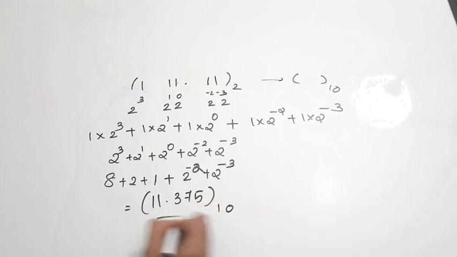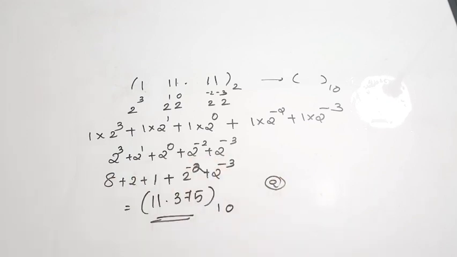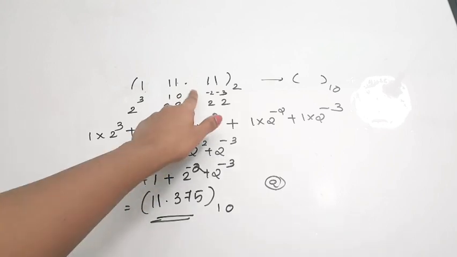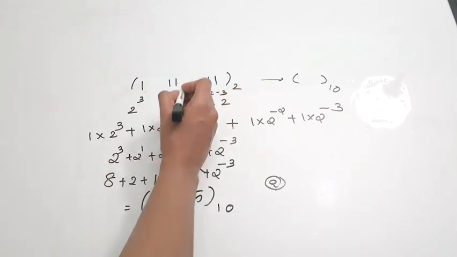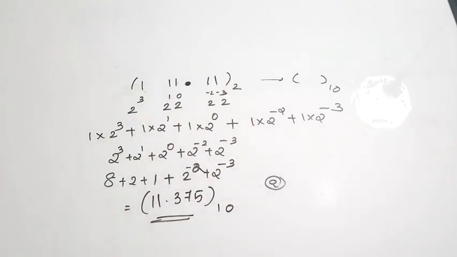11.357 to the base 10 is the correct answer, and the correct answer for this question is option A. So this is how you take the value. If you are going to convert the value from binary to decimal, this is how you do it if you have numbers after the decimal point. There is a decimal point here, and after that decimal point also there are numbers. So you have to do the calculation like this. Here the correct answer is option A.